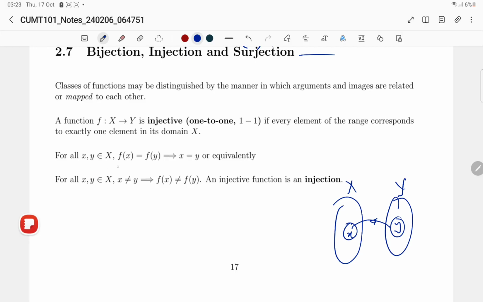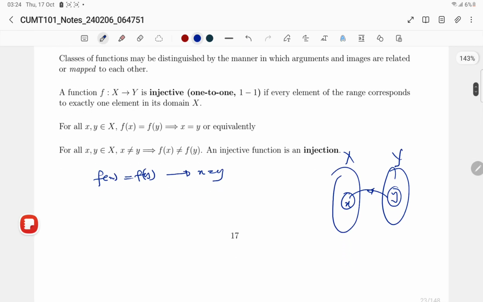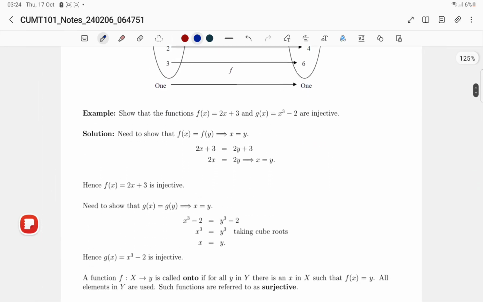For x, y in X, f of x is equal to f of y implies x is equal to y. So what we mean is if we have f of x being equal to f of y, this should imply that x is equal to y. I'm going to consider an example below which is going to show you what we mean by this. Or you can use the converse, which is for all x, y in X, x not equal to y implies f of x is not equal to f of y. An injective function is an injection. That is the other one you can consider.